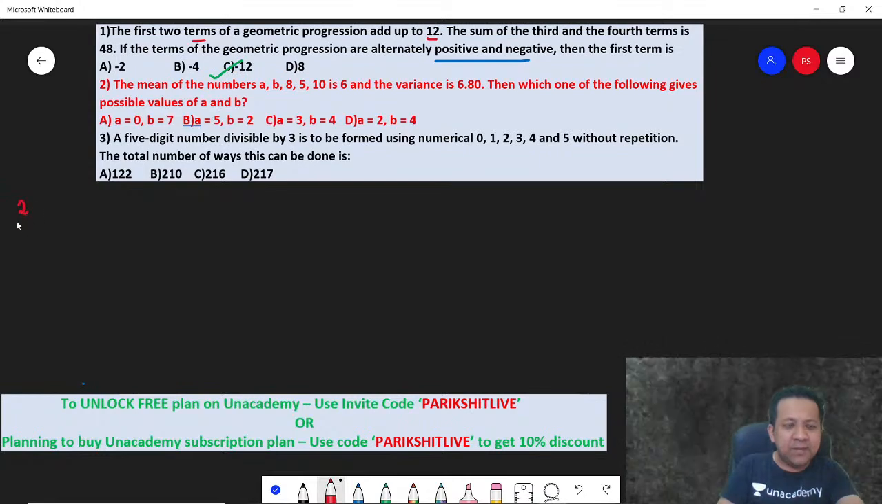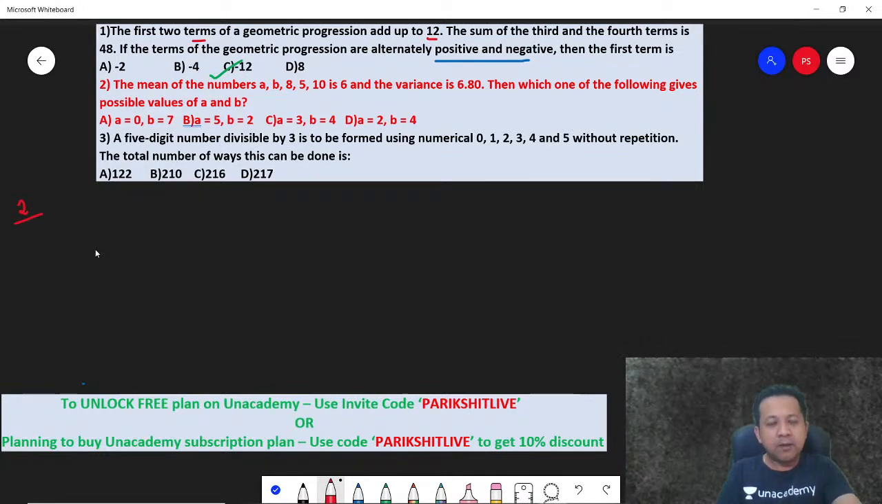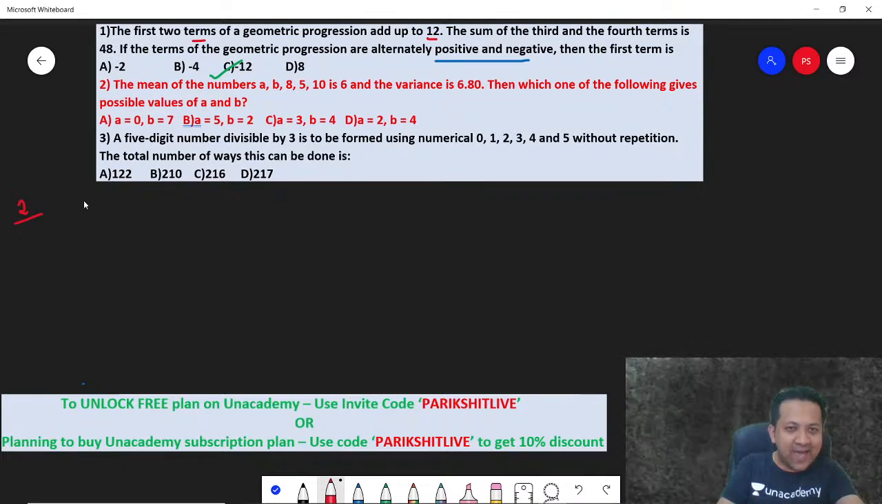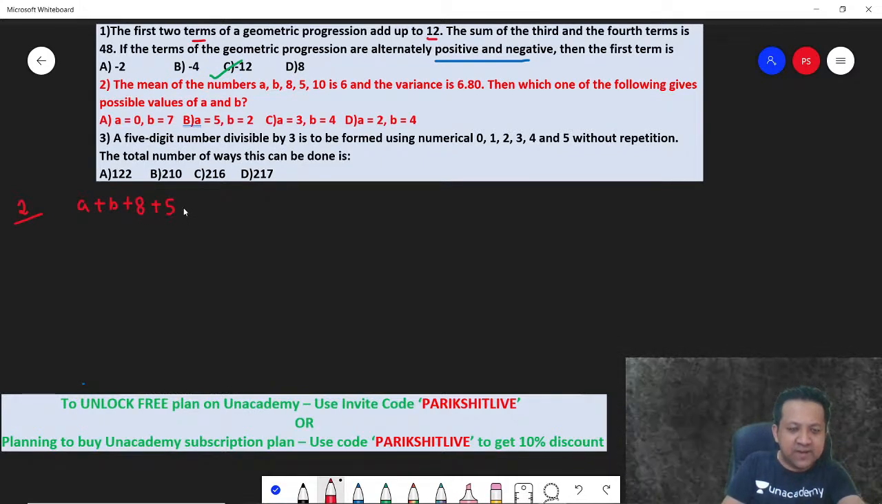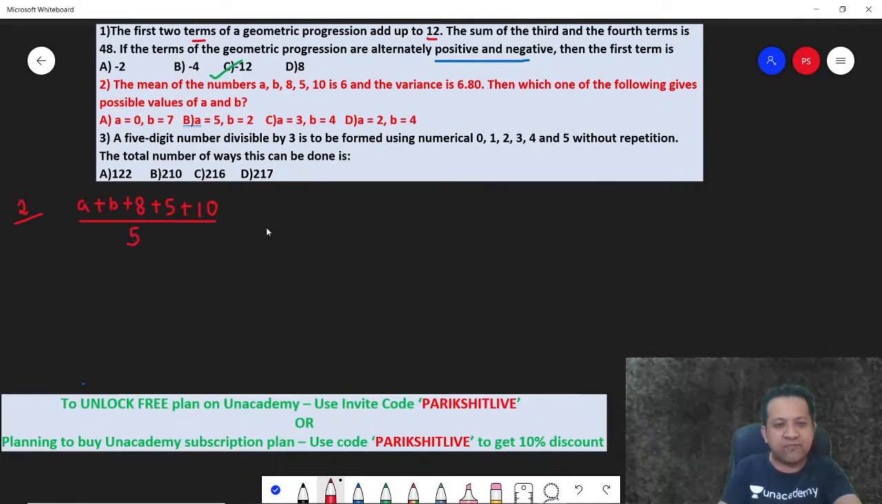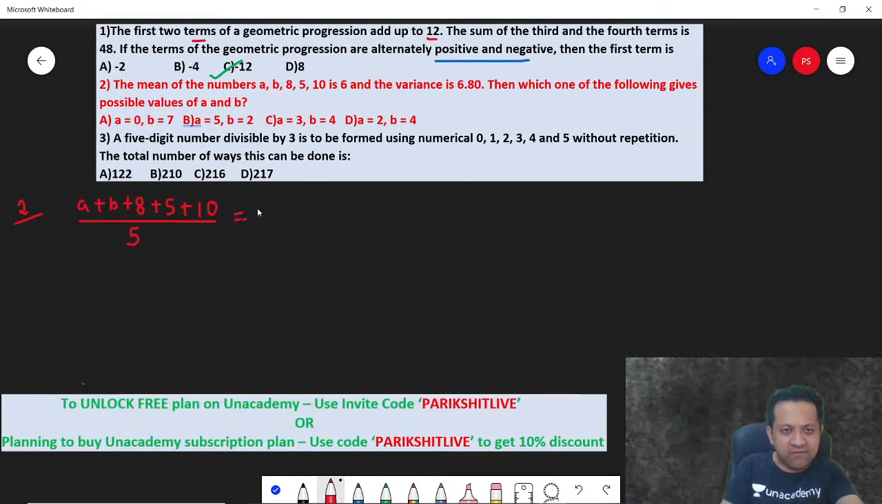What is the meaning of mean, by the way? Mean means average. So can I say the average of the numbers A plus B plus 8 plus 5 plus 10? Average is the sum of the numbers divided by, there are 5 numbers, so divide by 5. A plus B plus 8 plus 5 plus 10 divided by 5 is 6.